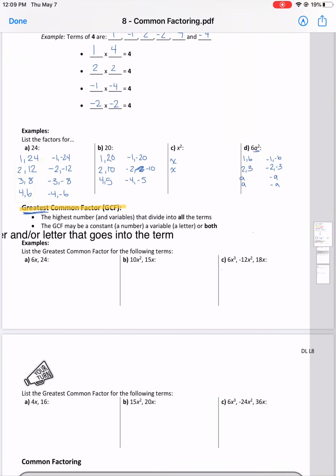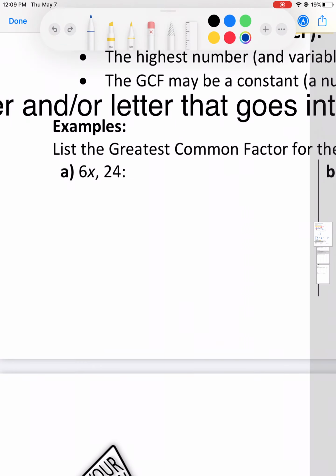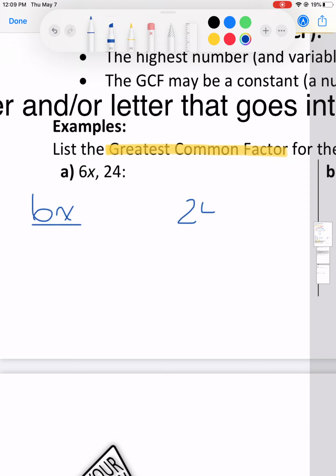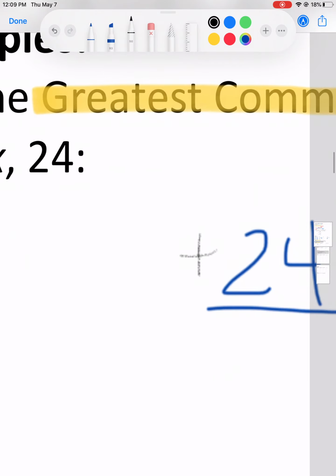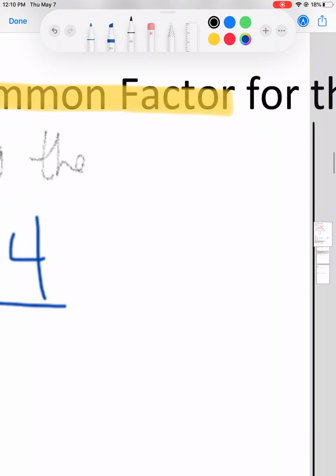Anyway, so list the greatest common factor for the two following terms. So what we're going to do is list both those terms, but separately. We're going to do 6x and we're going to do 24. So one thing about this, guys, is because both of these numbers are positive, I'm only going to list the positive terms, okay?